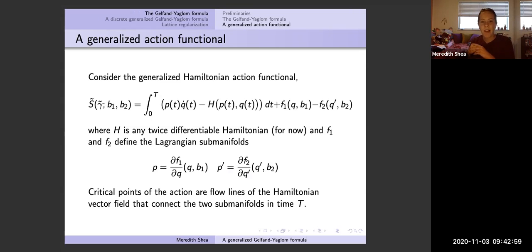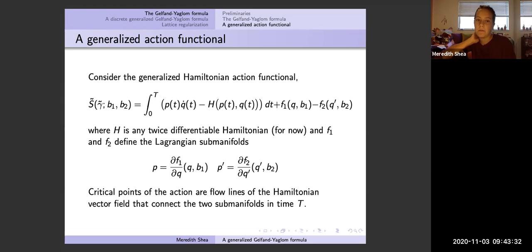And why is it generalized? It looks basically the same, except I have these two new functions, f1 and f2, which are tacked on at the end. The other difference I'm making is I'm also going to use a general Hamiltonian for now. So in this case, we have any Hamiltonian H that's reasonably well behaved. So probably what I need from it is that it's twice differentiable with respect to P and Q.